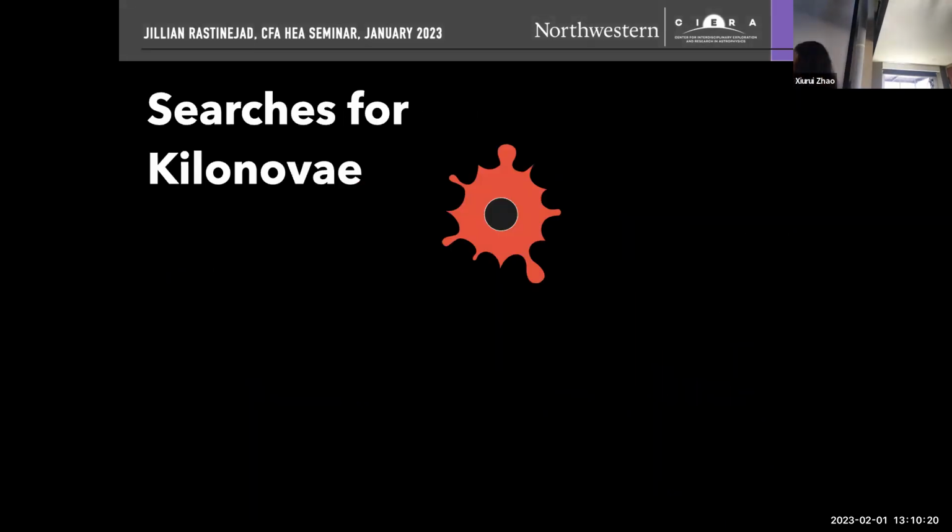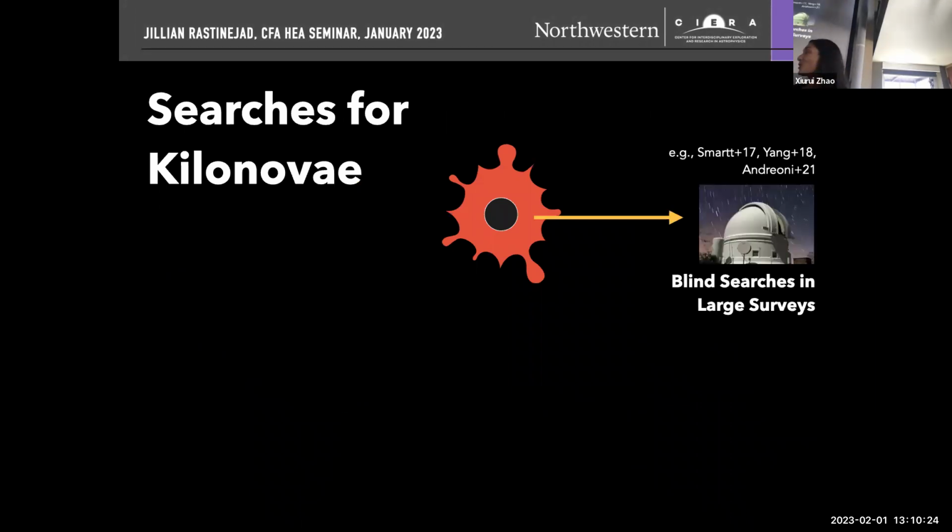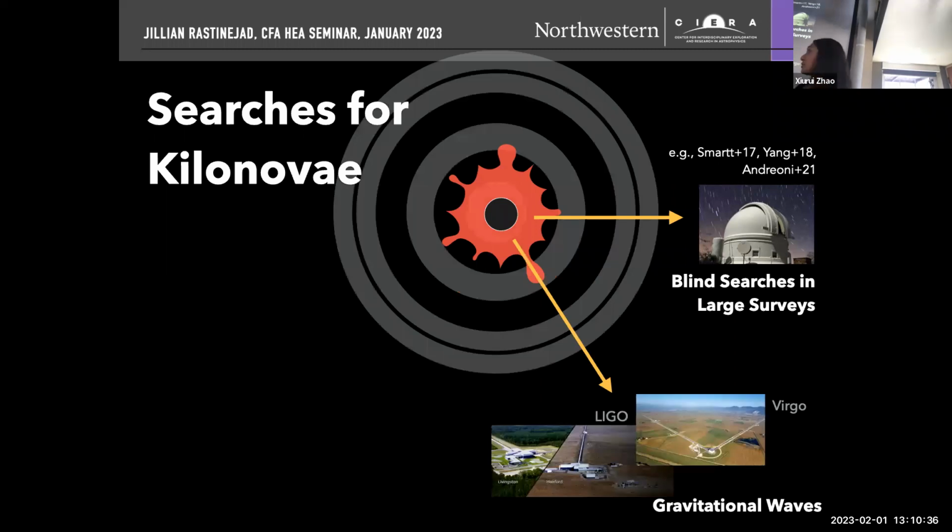So if you're interested in searching for kilonovae, which is something that I am very interested in, one way you can do this is by conducting blind searches and large surveys. There are a number of groups out there that are doing this, like ZTF, and hopefully with the advent of the Rubin Observatory, we'll be able to do this as well. You can also do this by following up gravitational wave events. And of course, we're really excited to do this in the coming months.